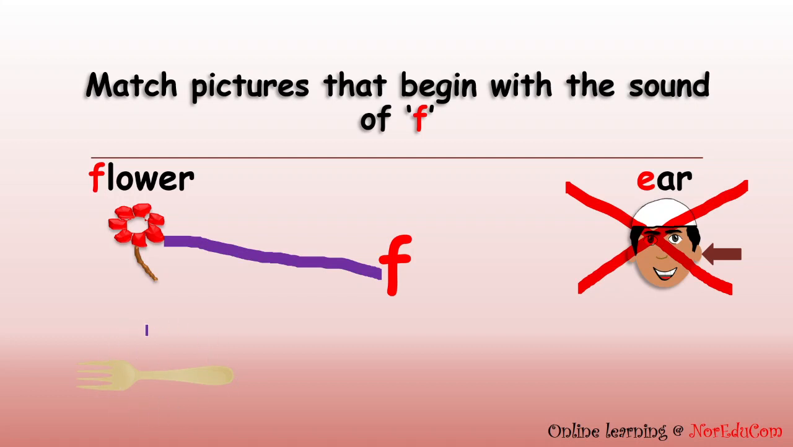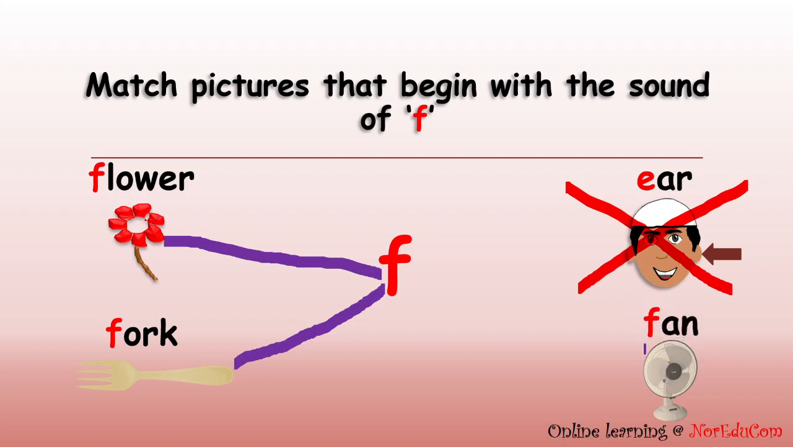Can you name this picture? Yes, this is a fork. Fork. It starts with the sound of F, letter F. So let's match it. Can you name this picture? Yes, this is a fan. Fan. It starts with the letter F. So let's match it. Well done, everybody.